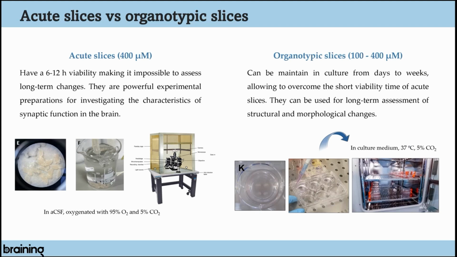Then you have the organotypic slices. Usually they can be from 100 to 400 micron. There are reports of organotypic slices with thicknesses higher than this, but the most used thickness is 350 to 400 micron. These slices can be maintained in culture from days to weeks, and in this way they can overcome the short viability time of acute slices. Because of this, they can be used to assess long-term structural and morphological changes.